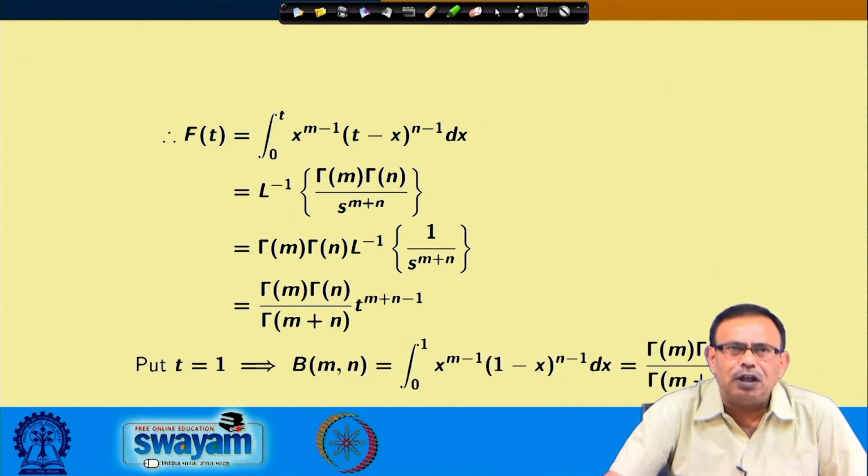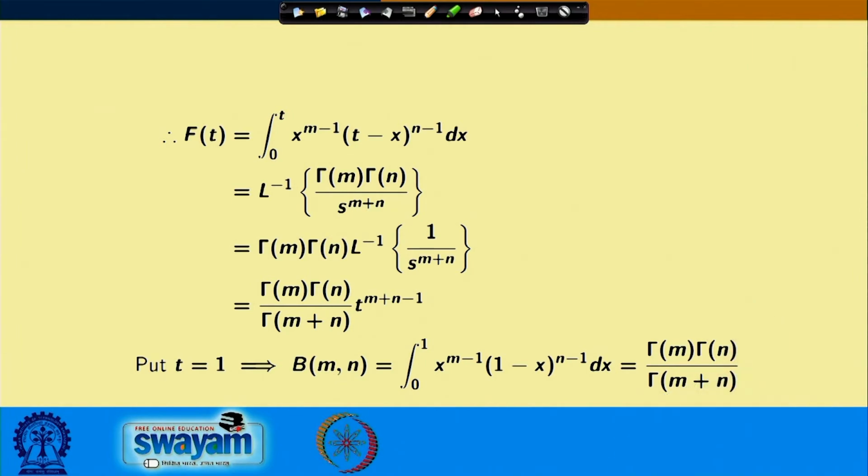So, on this if I put t equals 1, then your beta(m, n), that is integral from 0 to 1 of x to the power m minus 1 into (1 minus x) whole to the power n minus 1 dx, will be equal to gamma m gamma n by gamma (m plus n), and this completes the proof that beta(m, n) equals gamma m gamma n by gamma (m plus n).